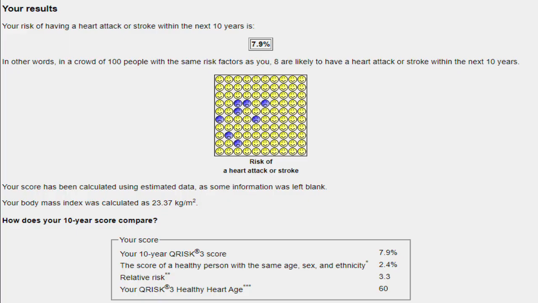From calculating their Qrisk, this individual would have a 7.9% risk of suffering from a heart attack or stroke within the next 10 years. This is a full 5.5% higher than the average for his demographic. Despite being of a healthy BMI and a non-smoker, this individual's family history leads him to having an increased risk.